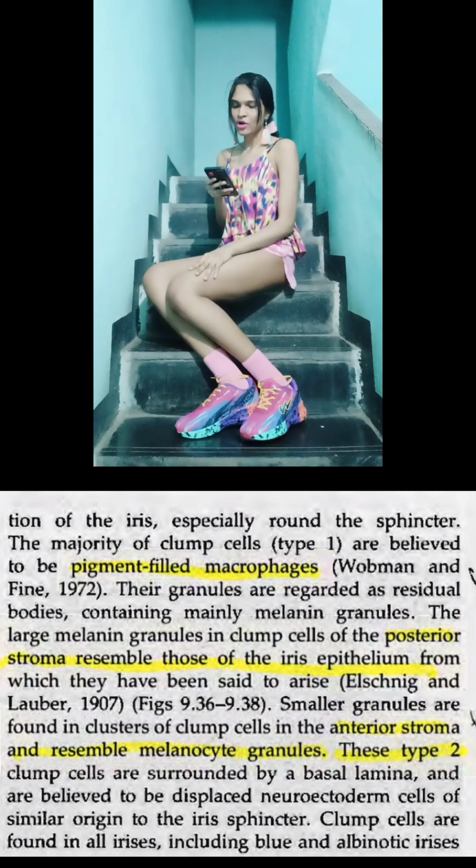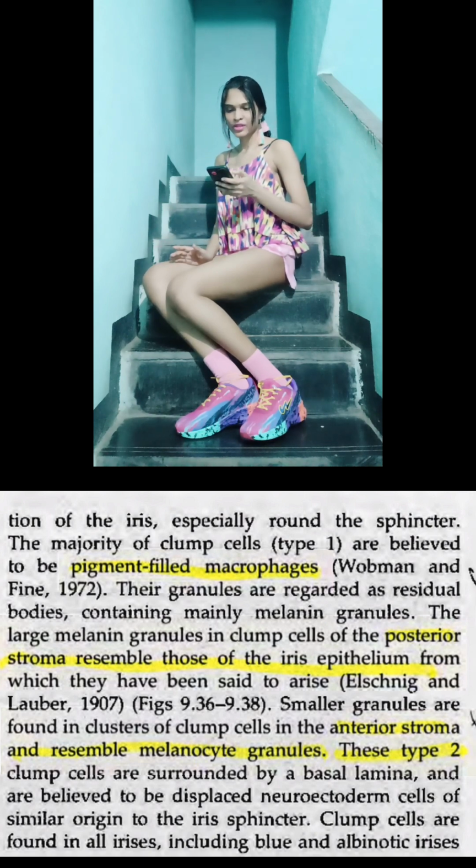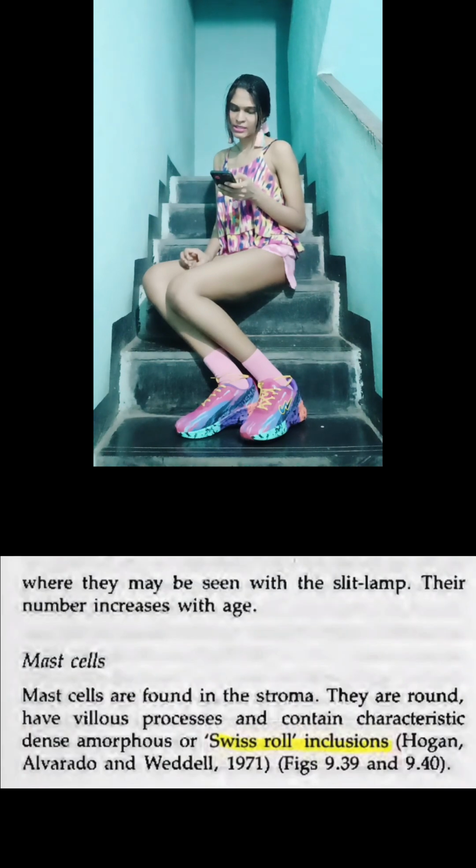Now, smaller granules are found in clusters of clump cells in the anterior stroma and resemble melanocyte granules. These type 2 clump cells are surrounded by a basal lamina and are believed to be displaced neuroectoderm cells of similar origin to the iris sphincter. Clump cells are found in all irises, including blue and albinotic irises, where they may be seen with the slit lamp. Their number increases with age.